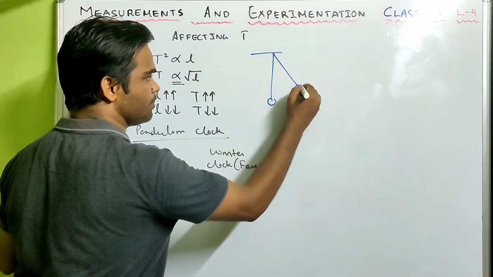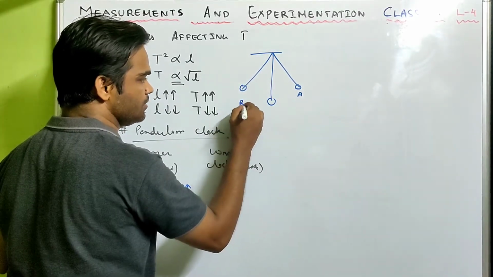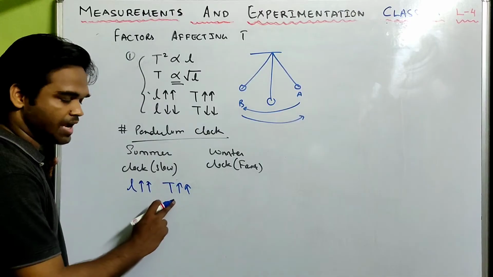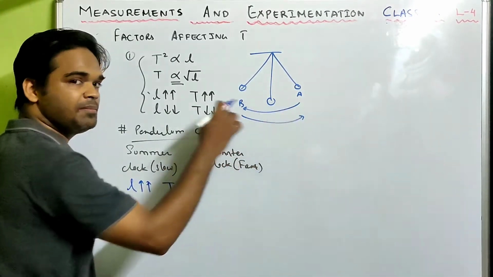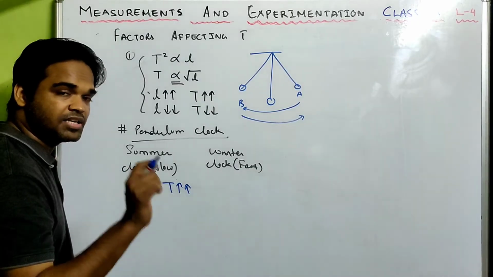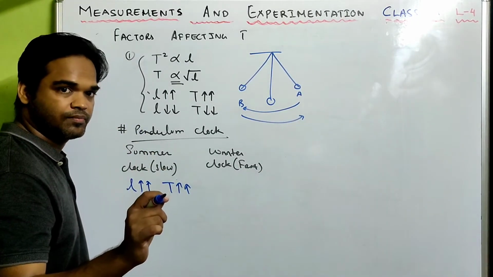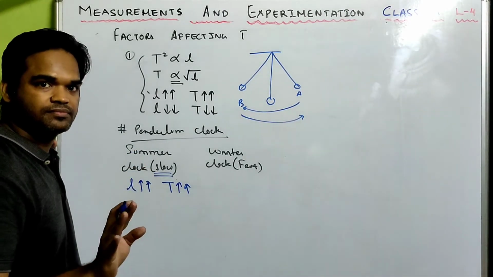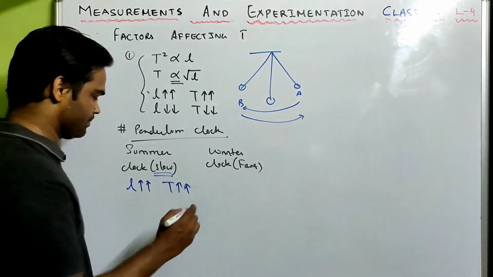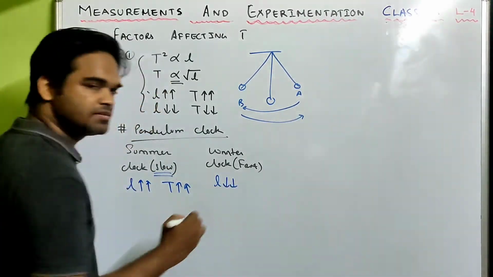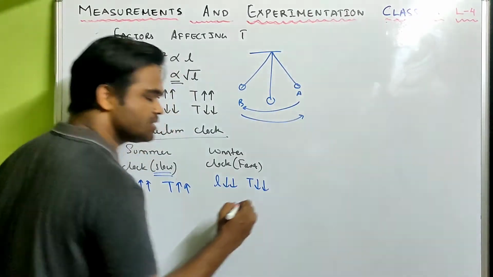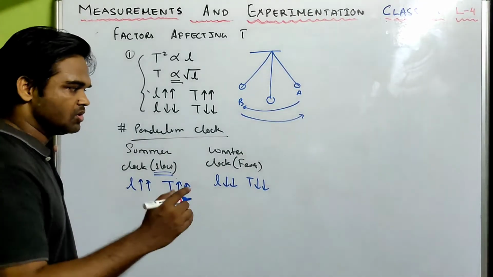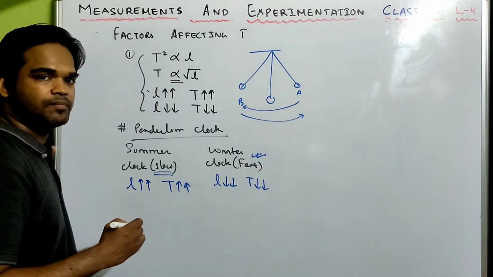See, this is your pendulum from A to B. This is your time period. So now in summers what happens? Since the length increases, the time period increases, it will take more time to complete one oscillation, which means it will have fewer oscillations in a given time, which means it will slow down. Clear, right? But in winters what happens? The length decreases, the time period also decreases. Now it will have more oscillations in a given period of time, so it becomes fast in winter.